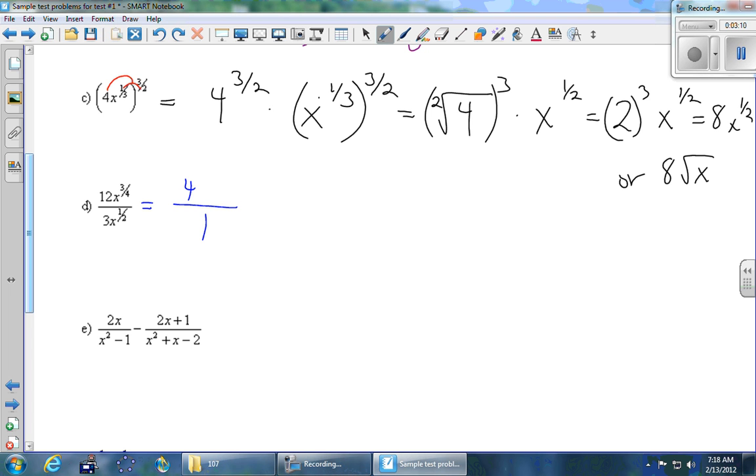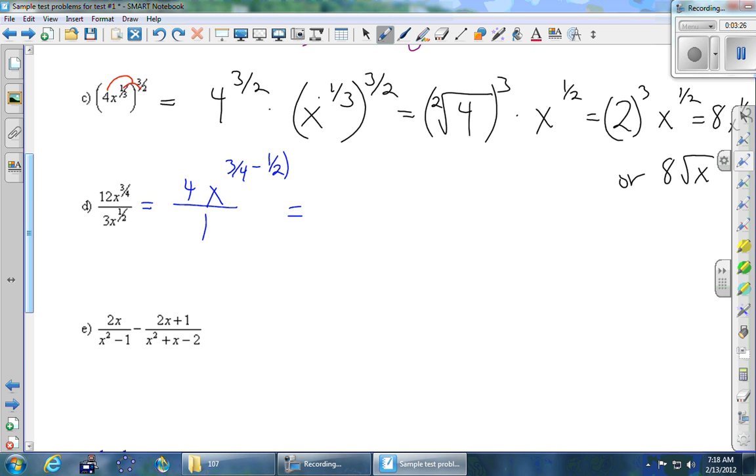And then how do we deal with powers when they look like this? In this case, we have x to a power divided by x to a power. And then we're supposed to subtract those powers. So it should be x to the 3/4 subtract 1/2. I'll put it in parentheses. We don't really need it, but just showing you that that whole thing is the power.